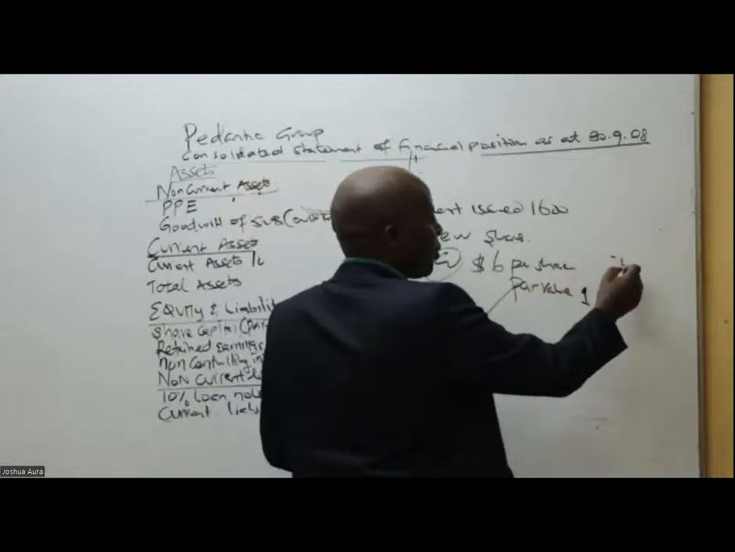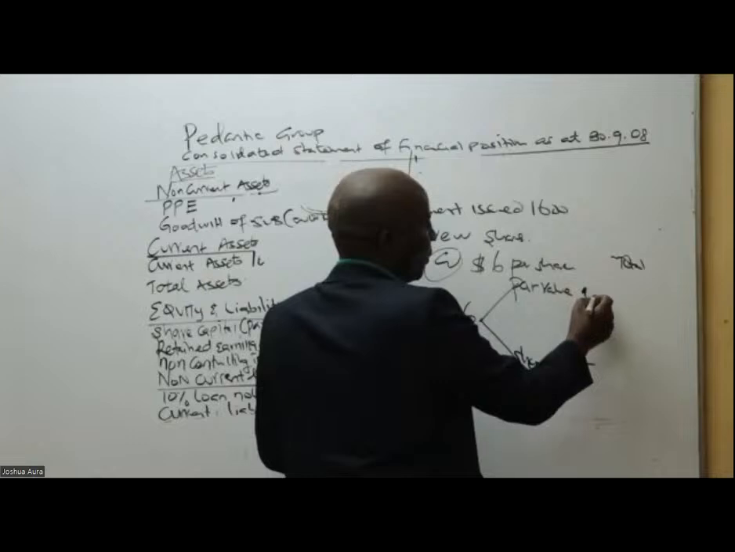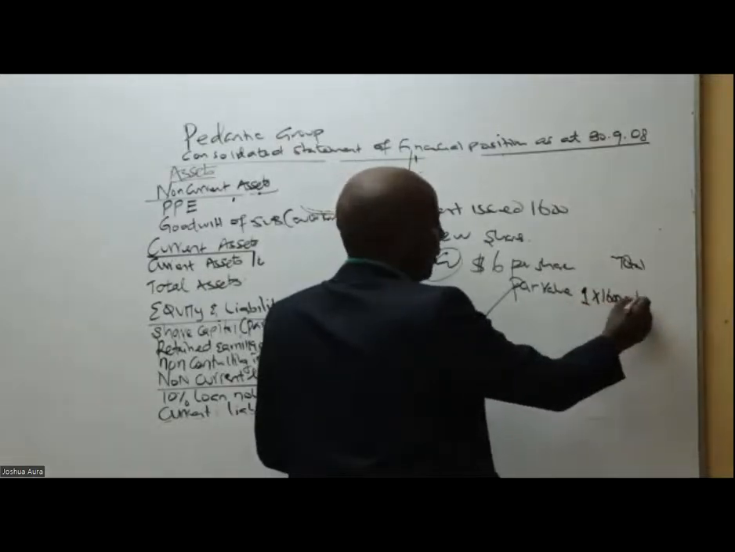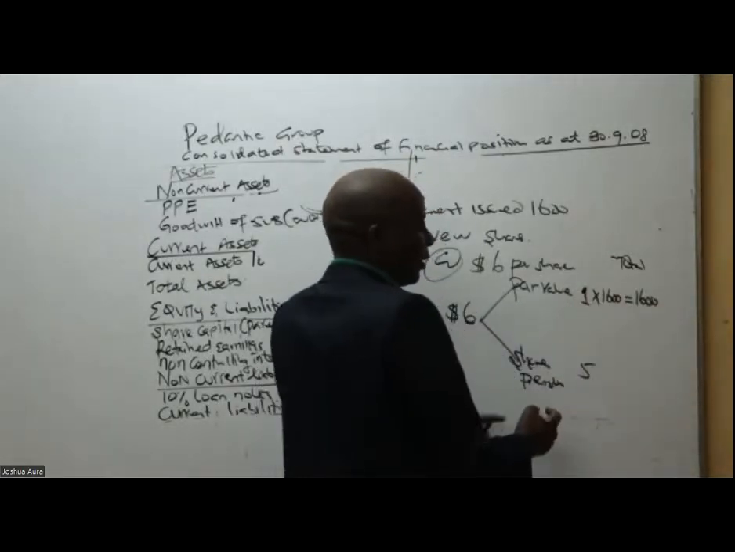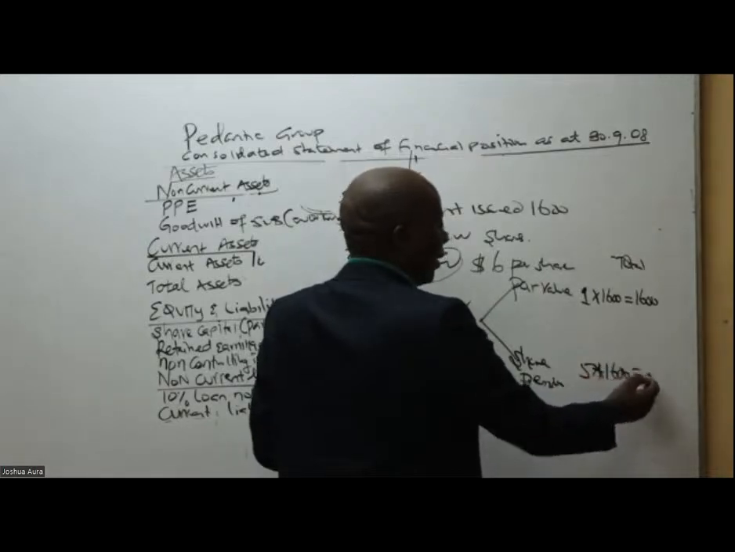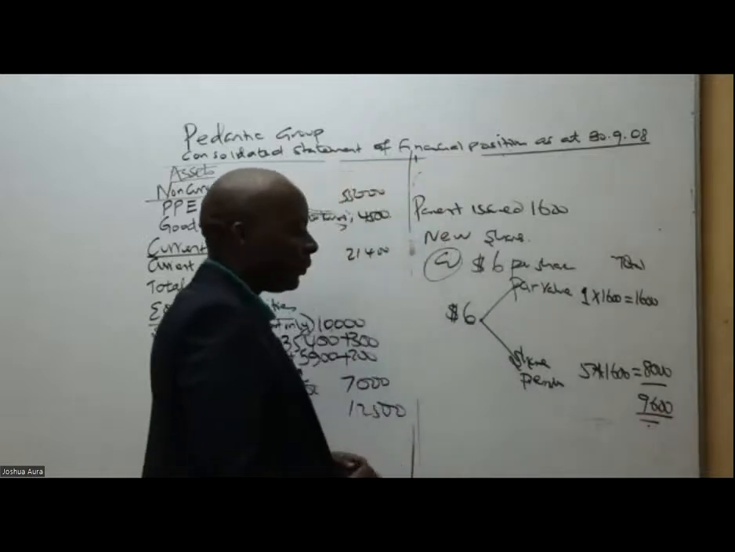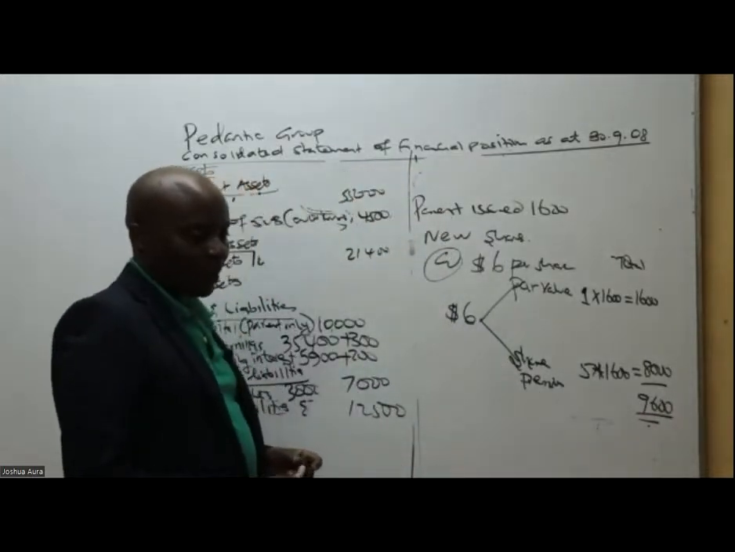So then do me a favor. Please come and give me totals here. I know the par value is 1. So for 1,600 shares, it will be 1,600. 5 premium per share times 1,600 will be what here, somebody? Is it 8,000? Yes. For us to get 9,600, this figure.